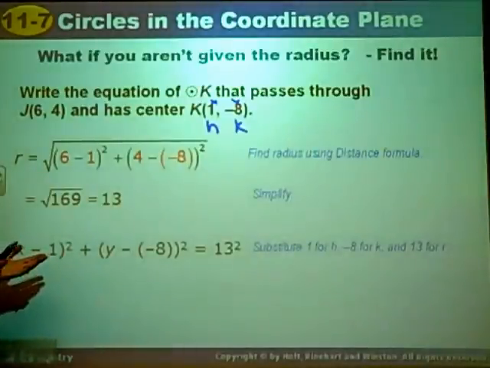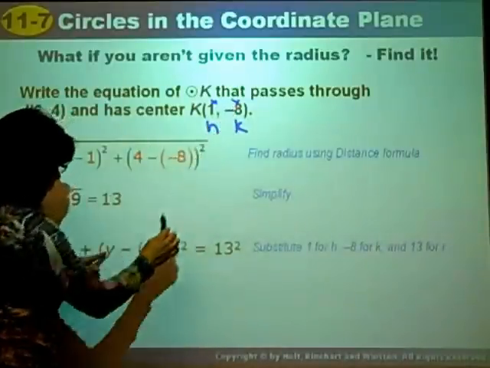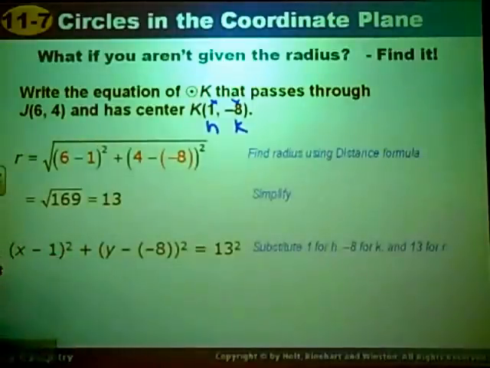So if you don't remember h and k, at least remember this is going to go with the x. This is going to go with the y, okay, in your formula. Then you're good. And now we're going to simplify. And now there's a couple things to do to simplify.